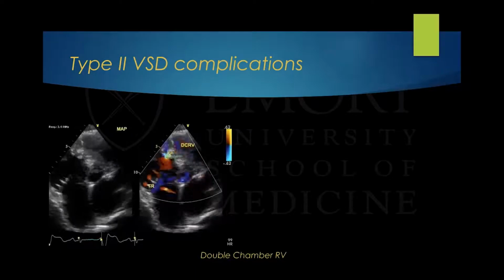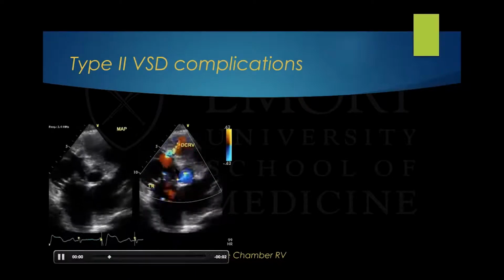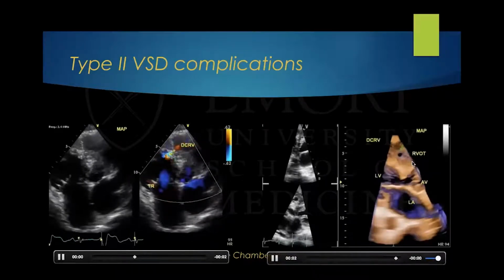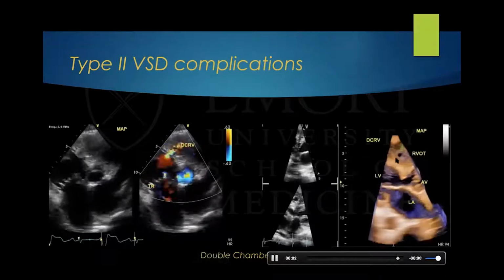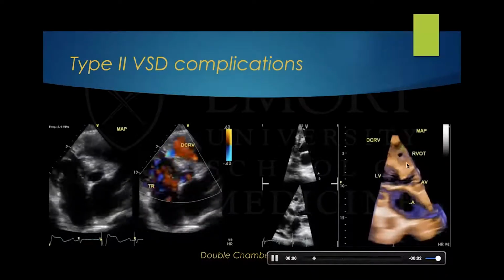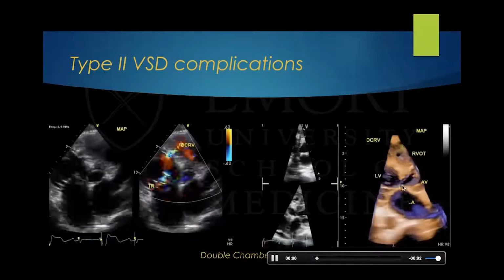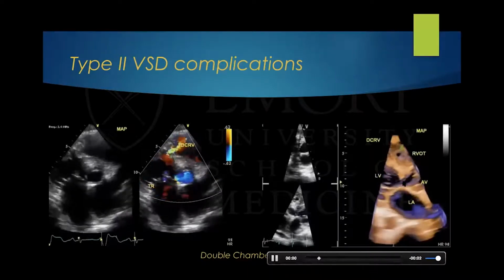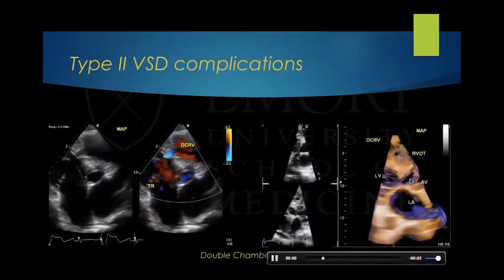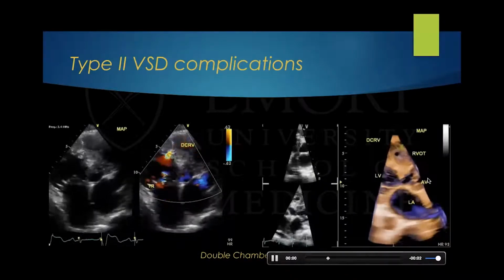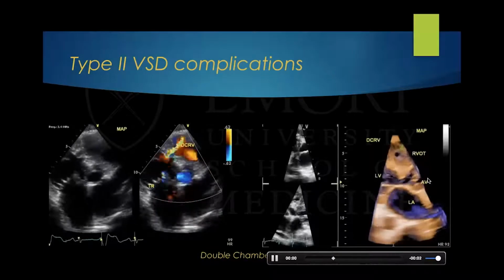There's another case where the VSD was closed, but the patient developed double chamber right ventricle, and it was a significant obstruction. This is the 3D demonstration. This is just the orifice into the outflow tract. The other complications are subaortic membranes that form and aortic insufficiency. So VSDs are not just VSDs. They can actually have some complications that are important to recognize.